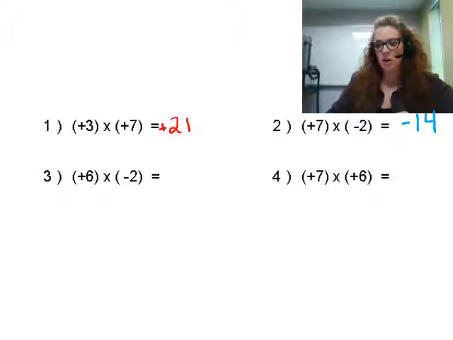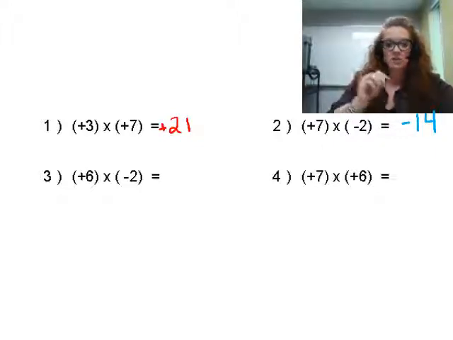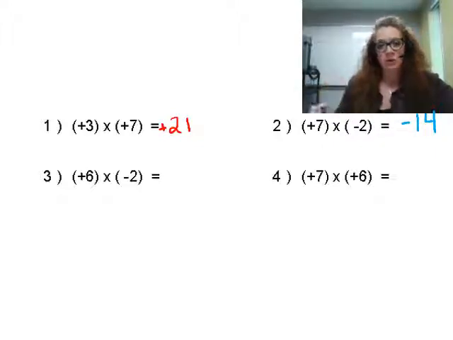And I think one of the common misconceptions that students have is that they get all these laws and rules mixed up with adding and subtracting integers. Adding and subtracting is just jumping around on a number line and knowing which way to jump. Multiplying and dividing is a different thing altogether. So these rules only apply to multiplying and dividing. Remember that. Okay, let's try number 3. Positive 6 times negative 2, not matching, so negative 12. 7 times 6, that is matching.